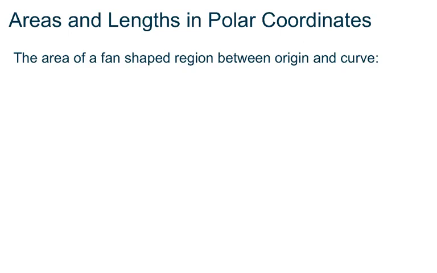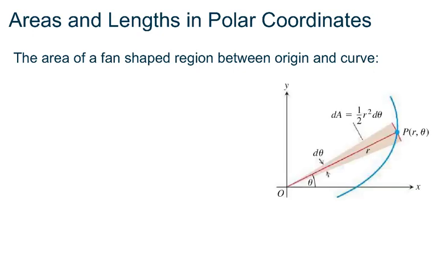Now we're going to take a moment to talk about areas and lengths in polar coordinates. So the first thing we're going to talk about is determining the area of a fan-shaped region between the origin and a curve. So I've brought in a picture here. This is what we're going to be talking about, finding that fan-shaped area. So maybe some area here, this kind of region. Right, so we're bounded by this blue curve. That's what we're looking at.